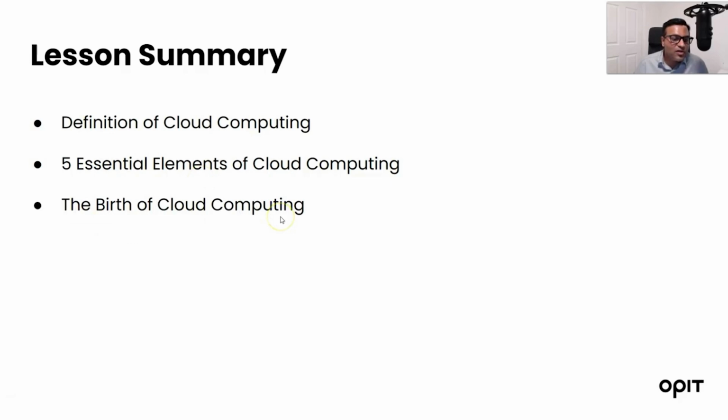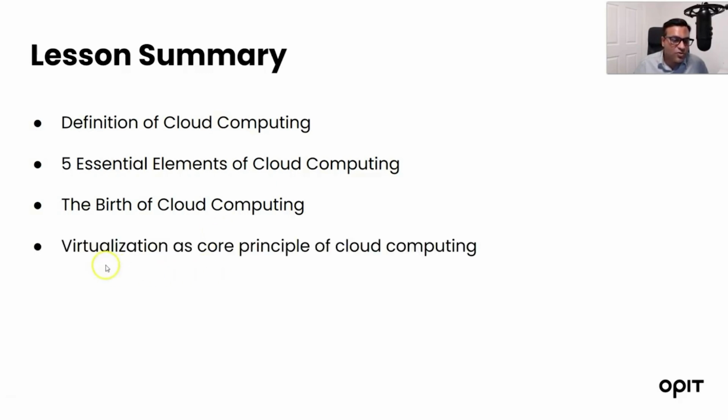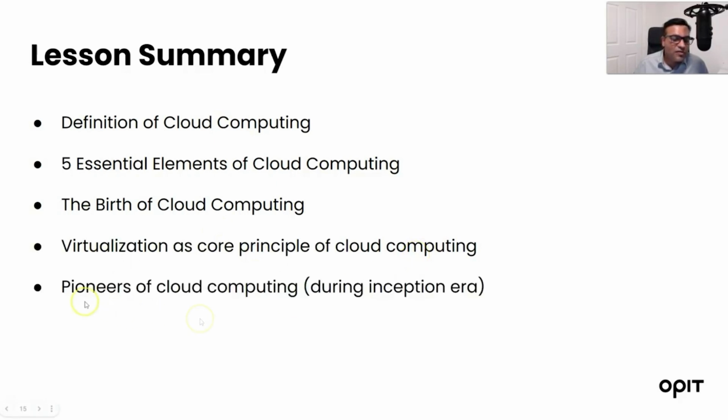Then we looked at the birth of cloud computing, how in 1950 we started with the coining of utility computing. Then in 1960 we saw how time sharing worked. And in 1970 we saw virtualization being created. Virtualization, as we discovered, is a core principle of cloud computing. And then we looked at the pioneers of cloud computing during the inception era.